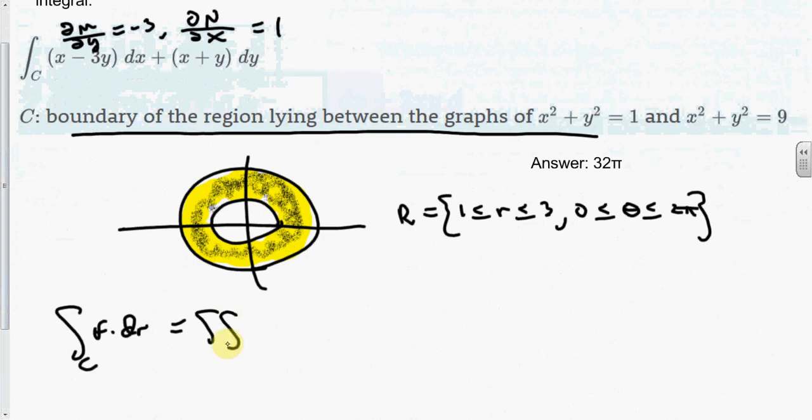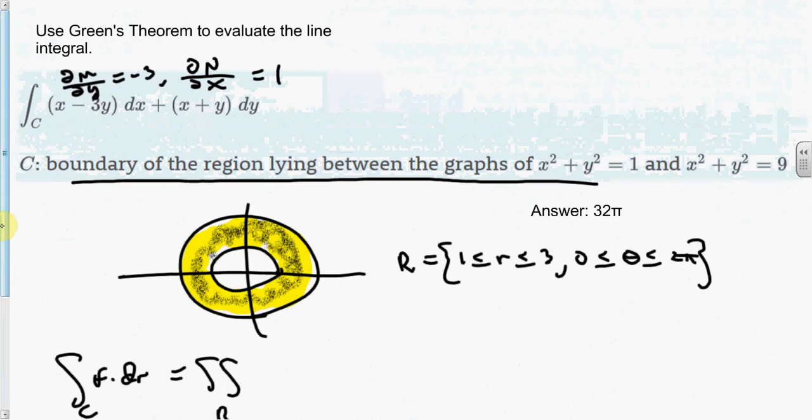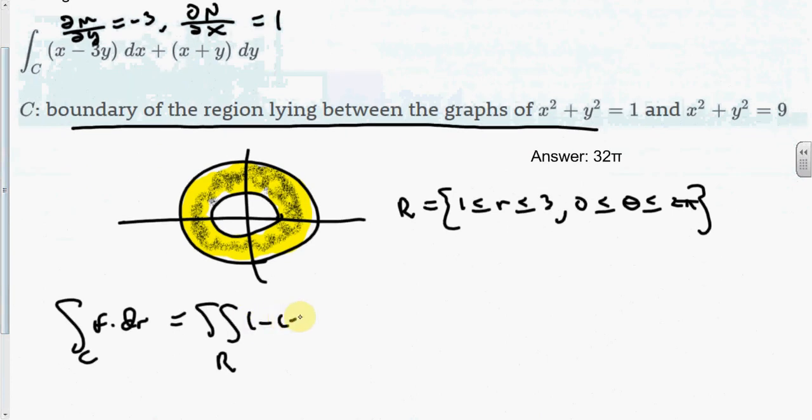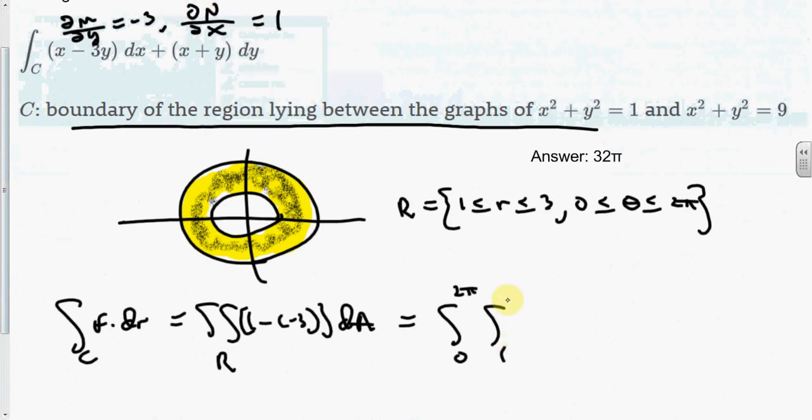single integral to a double integral over the region of 1 minus a -3, 1 minus a -3, with respect to the change in the area. Well, the area is being changed with respect to the radius and theta. So let's see here, 0 to 2 pi, the integral here 1 to 3, excuse me. And this is a 4. In polar coordinates, you've got to have that r. Then this is dr d theta.